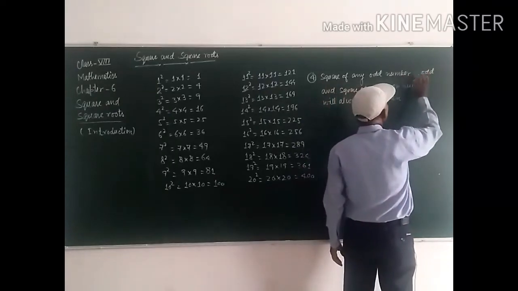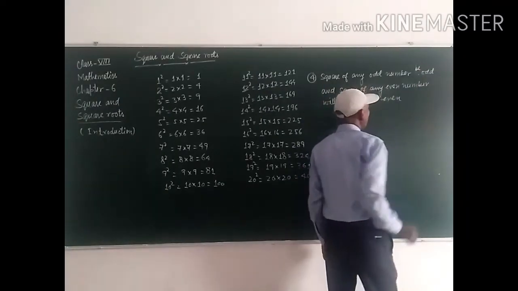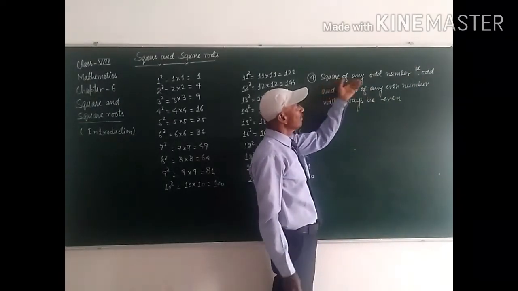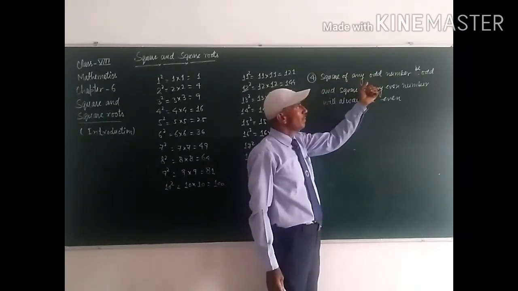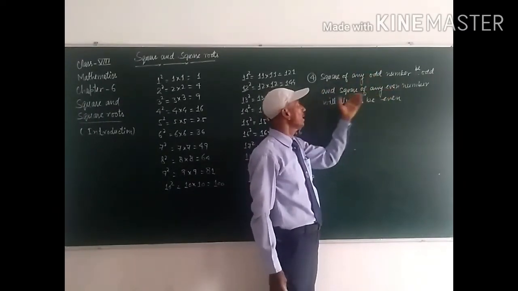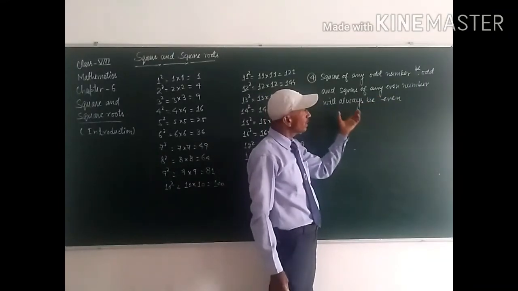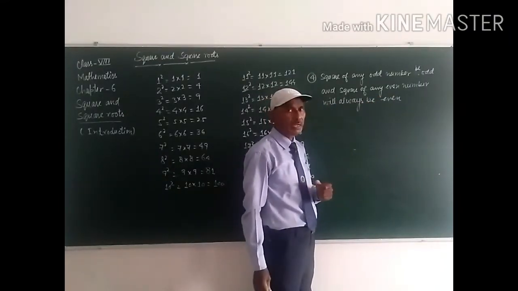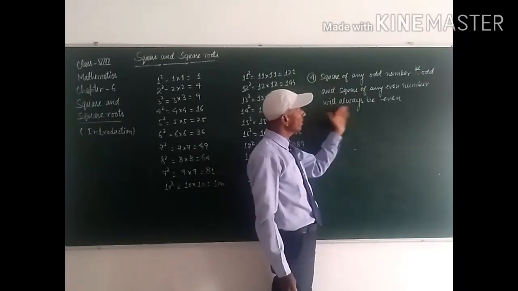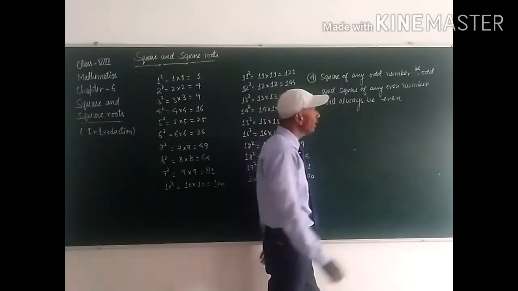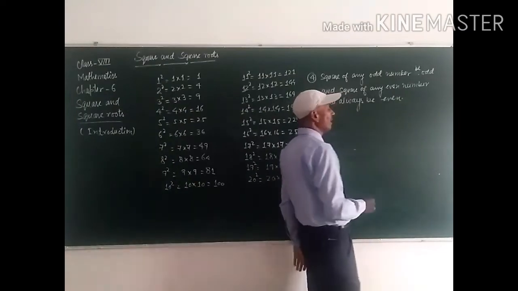Here it is, or we can say that the square of any odd number will always be odd and the square of any even number will always be even. स्टूडेंट किसी भी ऑड नंबर का अगर स्क्वायर करेंगे तो ऑड नंबर ही आएगा, और किसी भी इवन नंबर का अगर हम स्क्वायर करेंगे तो उसका स्क्वायर भी इवन नंबर आएगा.